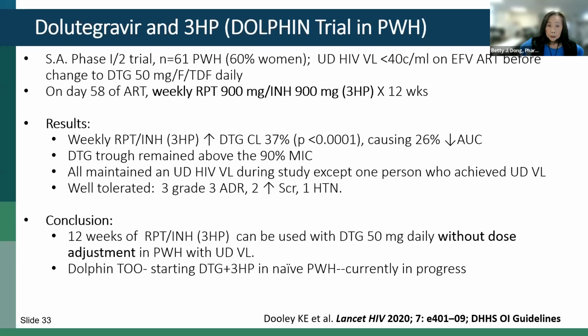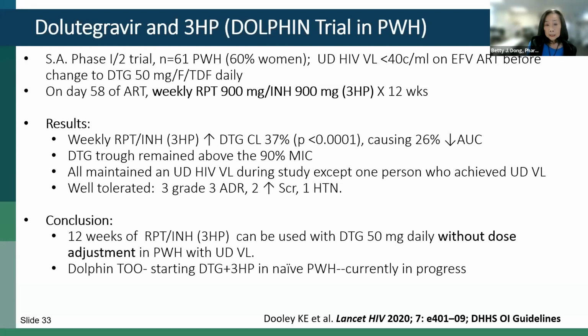And as expected, due to the induction effects of rifamycin, there was an increase in dolutegravir clearance that was significant at 37%, and there was a reduction in overall drug concentrations, or AUC, of about 26%. But what they found was the trough concentrations remained above the 90% minimum inhibitory concentration, allowing virologic suppression to occur. And clinically, all patients maintained an undetectable viral load during the study, except for one patient who did achieve an undetectable viral load after adherence counseling.